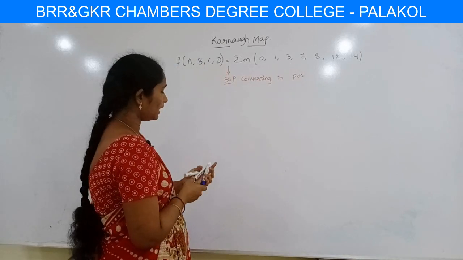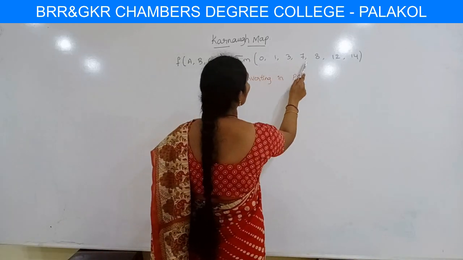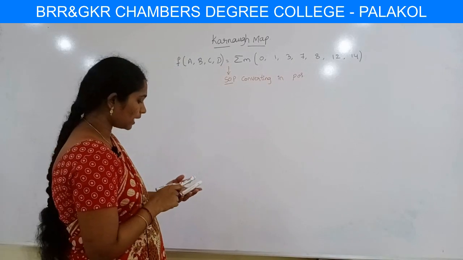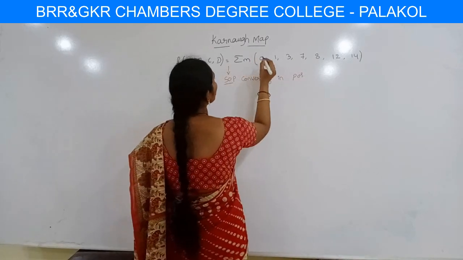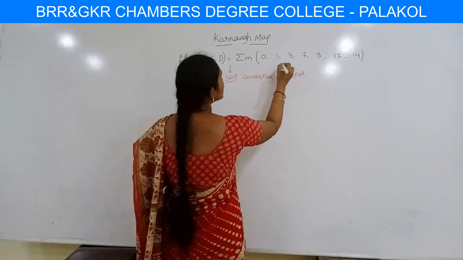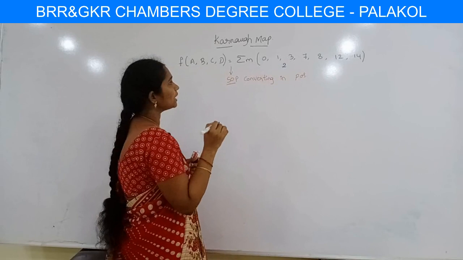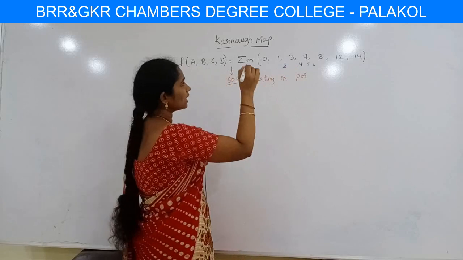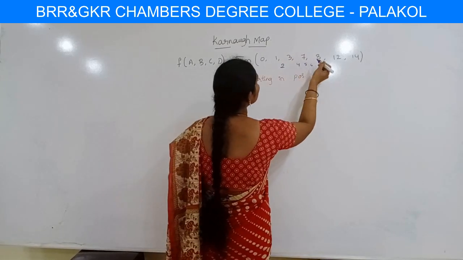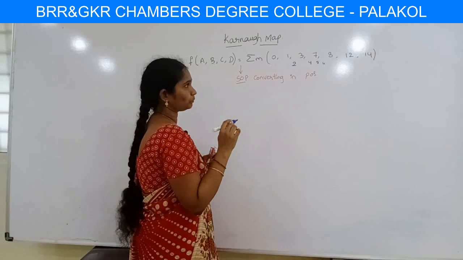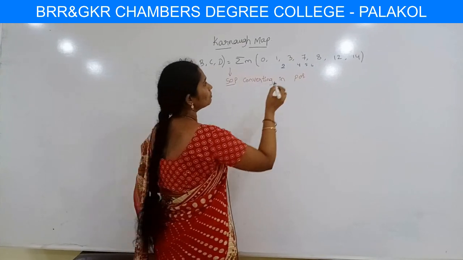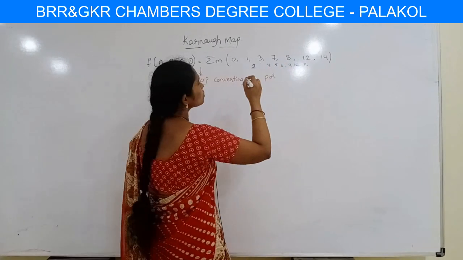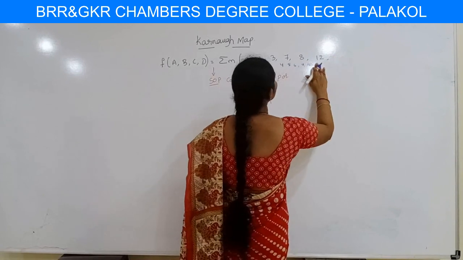We have to identify how many missing numbers there are. Here 0 is there, 1 is there, and 2 is not there. 3 is there, and 4 is not there, 5 is not there, 6 is not there, and 7 is there. After that 8 is there, and in between, 9 is not there, 10 is not there, and 11 is not there.